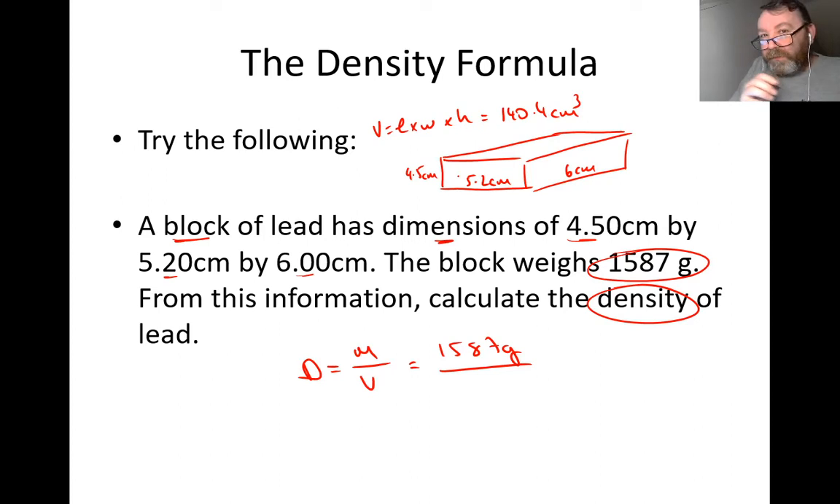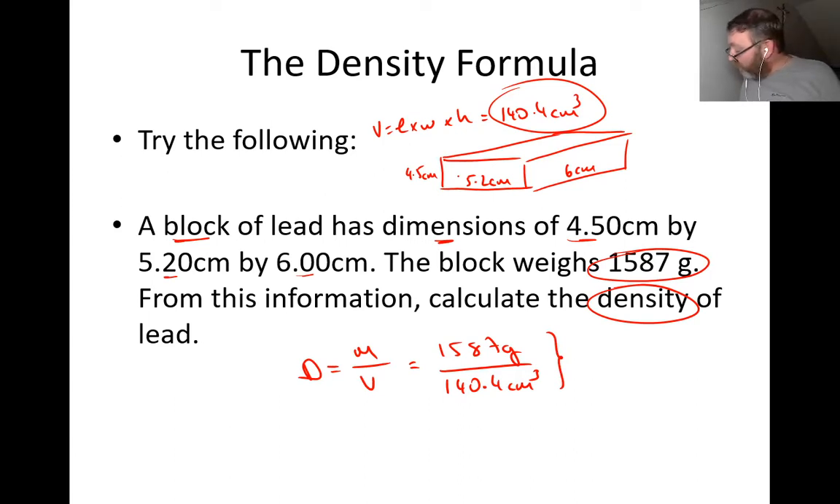So now I've got the volume. I had to do a little bit of work to get it, but now I know what the volume is. I put that down here: 140.4 centimeters cubed. And using those, what do I end up with? Well, 1587 divided by 140.4 equals, and the answer comes out as 11.3 what? Grams per centimeter cubed. So that's what lead is. There's your density of lead.